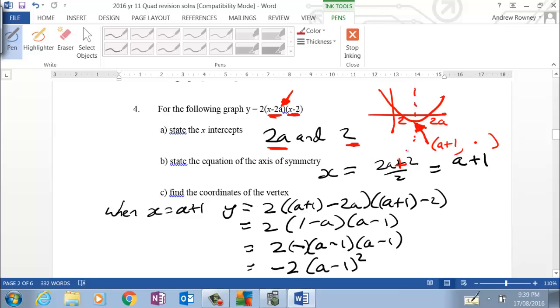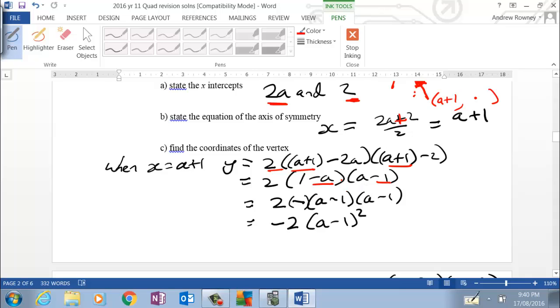To find the y-coordinate, we substitute the x value into the function to find the corresponding y value. So a plus 1 gets substituted into here and into here. So it's 2(a + 1) minus 2a, (a + 1) minus 2. Expanding, we're collecting like terms. A take 2a is minus a, and 1 take 2 is minus 1. Now we could simplify this a little bit further.